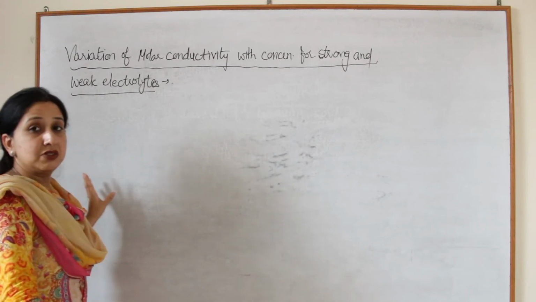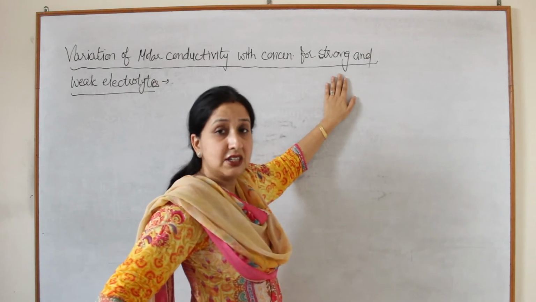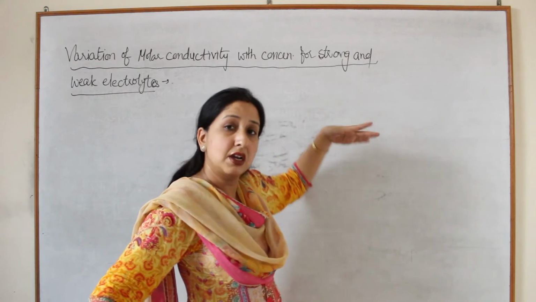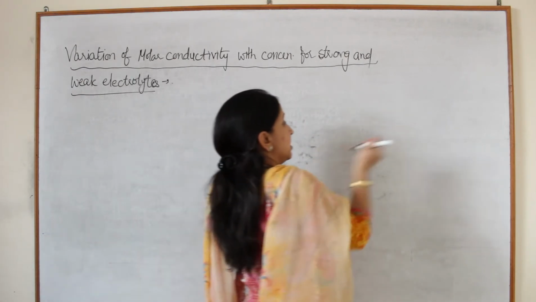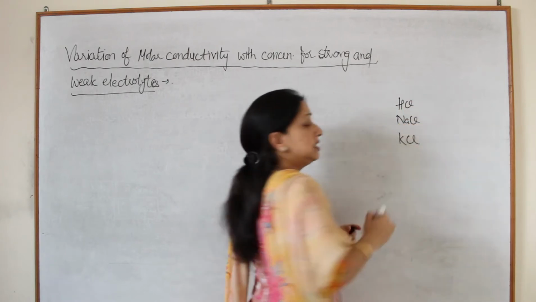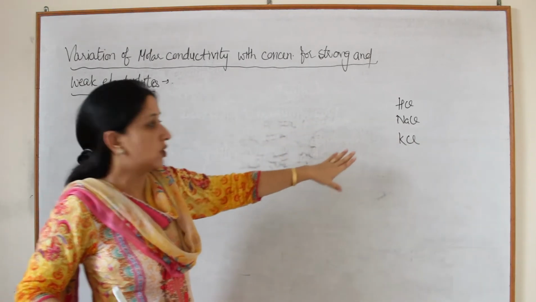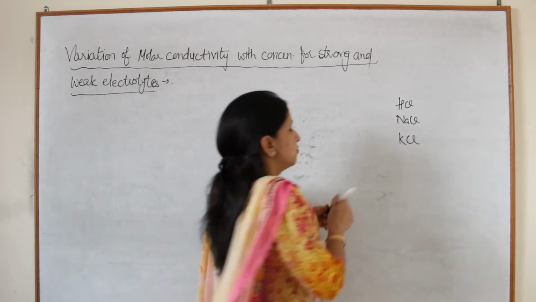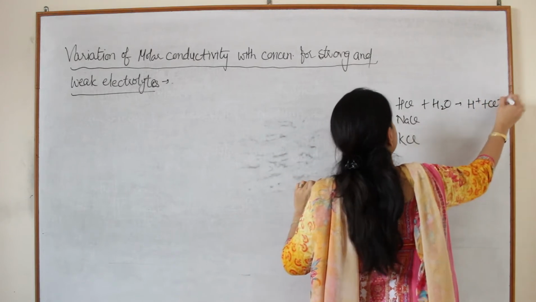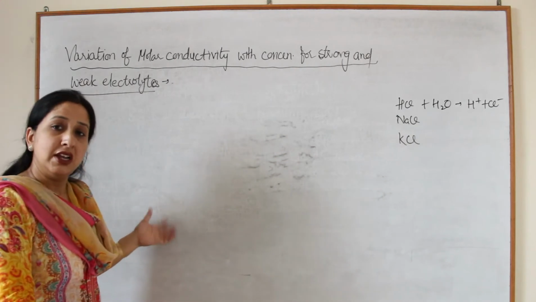So what do you mean by strong and weak electrolytes? Strong electrolytes are those electrolytes which are dissociated into their ions completely. For example, HCl, NaCl, KCl. These are known as strong electrolytes because when we add some water and make their solution, they are completely dissociated into their ions as H positive and Cl negative, or Na positive, Cl negative.